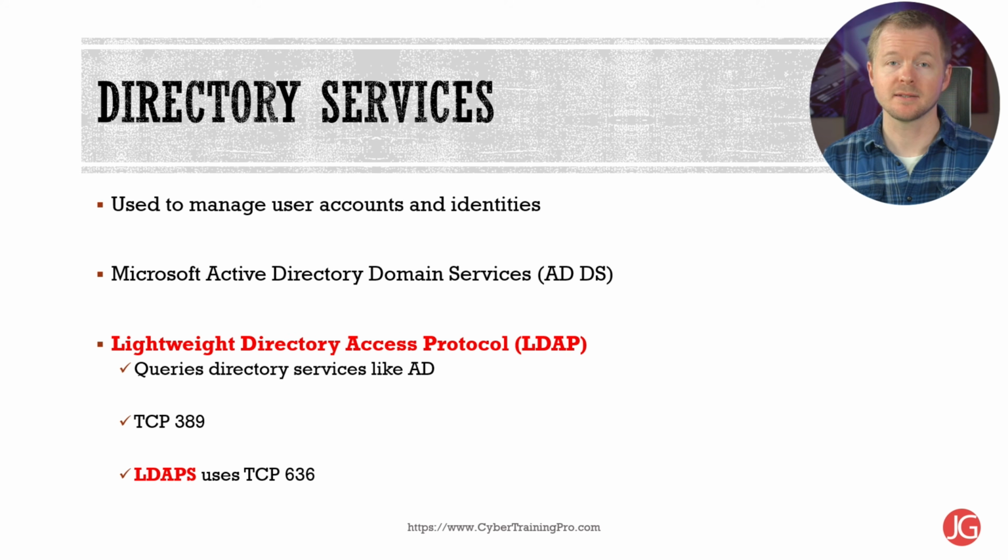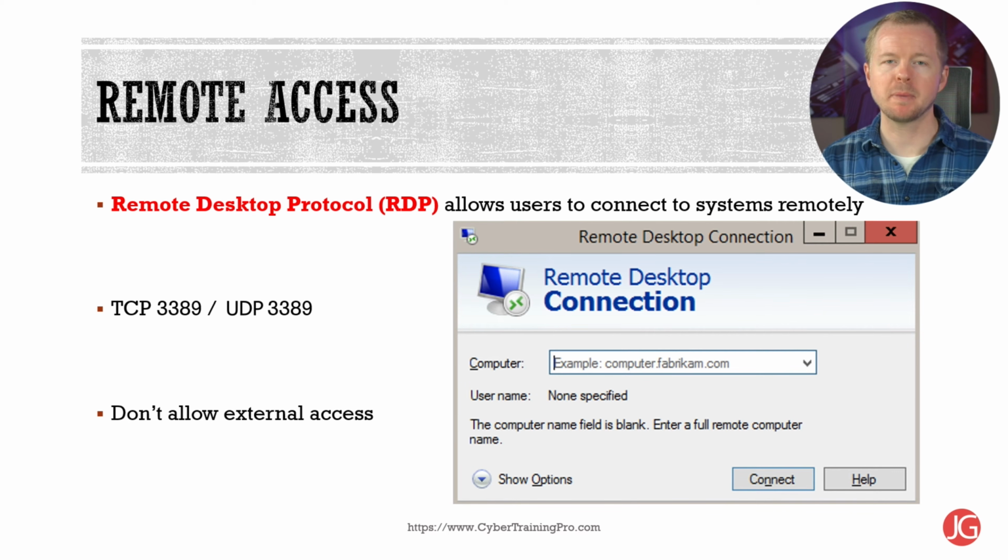It would be impossible and impractical for people, especially our administrators, to physically access all of our network systems. Remote Desktop Protocol, or RDP, allows users to connect directly into systems without physically being in front of that system. RDP uses TCP port 3389 or UDP port 3389.